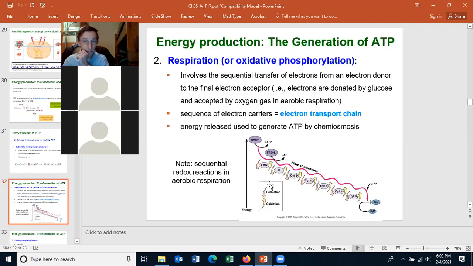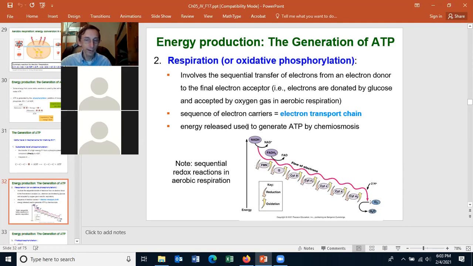The second way that cells can generate ATP is by respiration. It's also called oxidative phosphorylation. It involves the sequential transfer of electrons from an electron donor, like glucose, to the final electron acceptor, such as oxygen. The electrons are donated by glucose to other molecules in aerobic respiration, and eventually end up at the final electron acceptor, oxygen. So the electrons flow from glucose to other molecules and then end up at oxygen, which takes the electrons and the hydrogen ions to be converted into water.